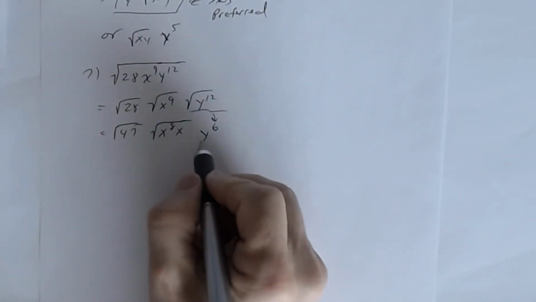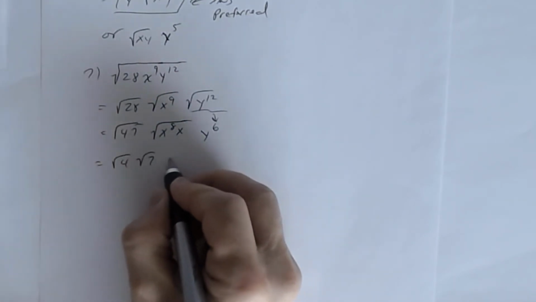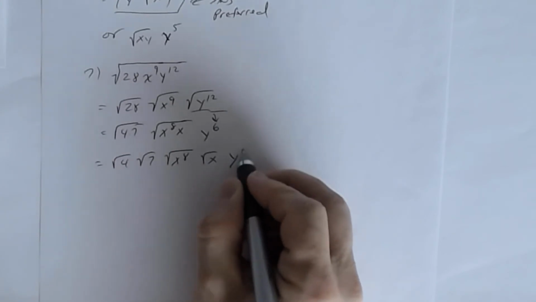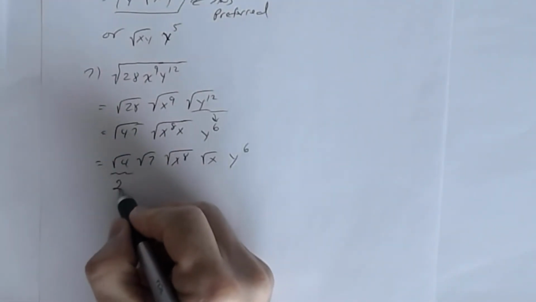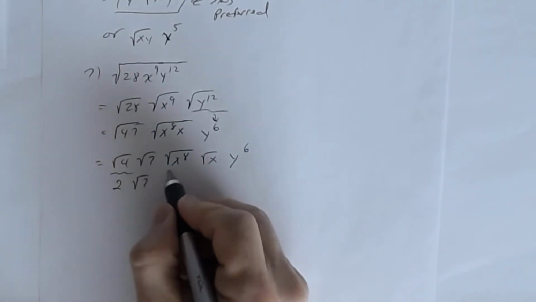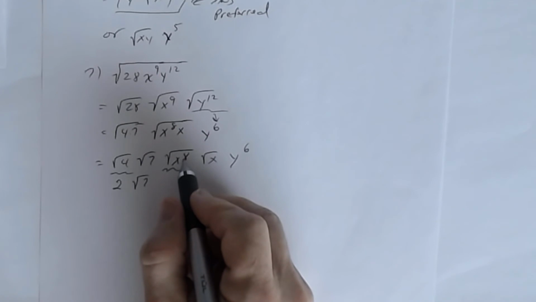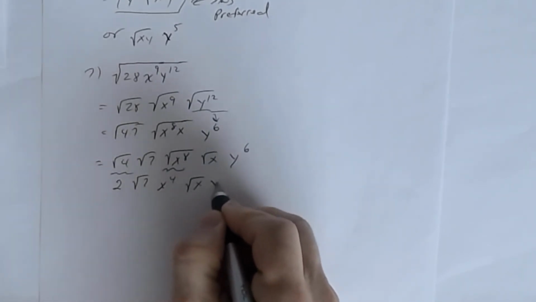Now let's rewrite this. It becomes the square root of 4 times the square root of 7 times the square root of x to the 8th times the square root of x times y to the 6. The square root of 4 is 2. The square root of 7 stays. The square root of x to the 8th is x to the 4th, since 8 divided by 2 is 4. Then the square root of x, and y to the 6.